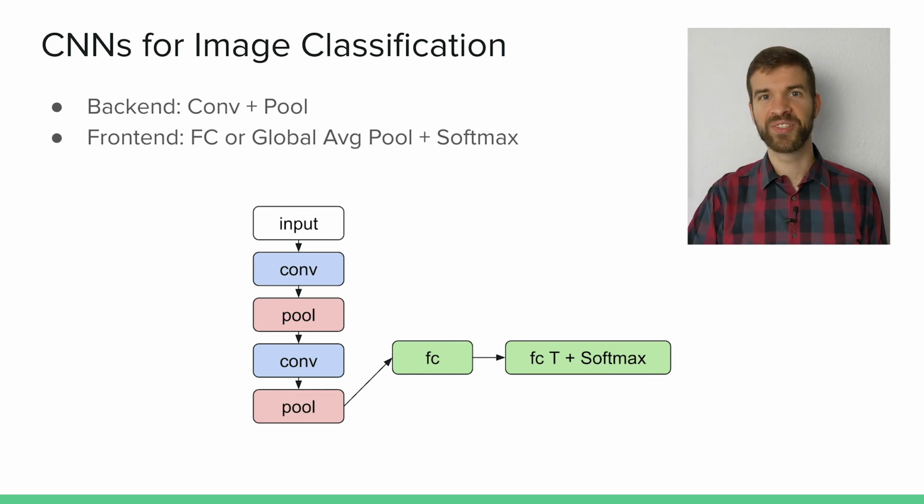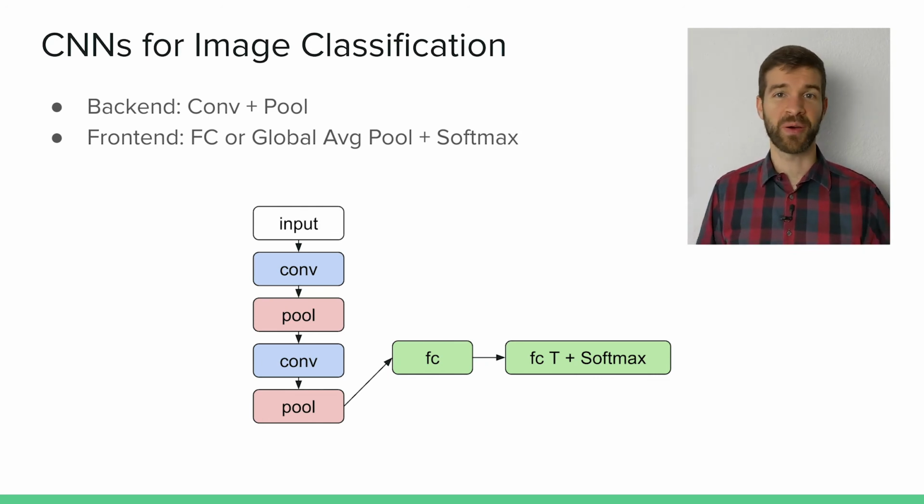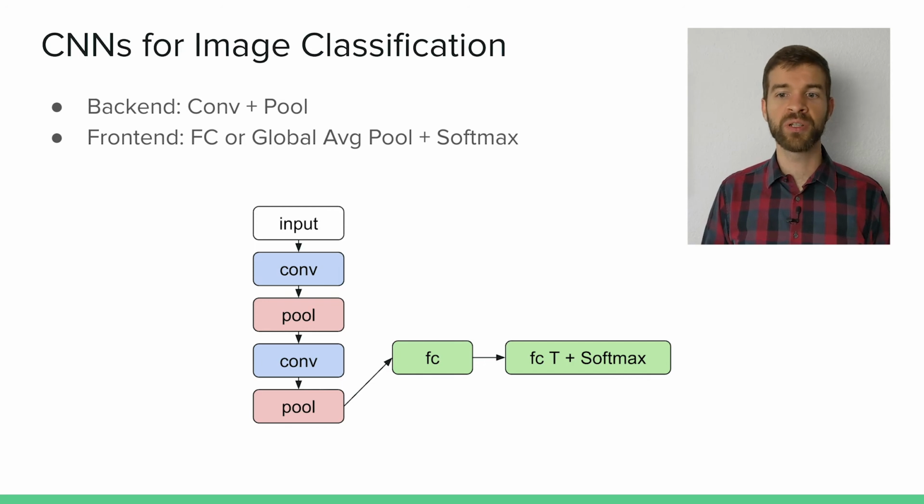So when we go back to the simple case, we talked about image classification. What would be an appropriate architecture for this? Well, extract some features in the backend with convolutional and pooling layers, and then use a fully connected or a global average pooling layer in combination with the Softmax to do the actual classification.